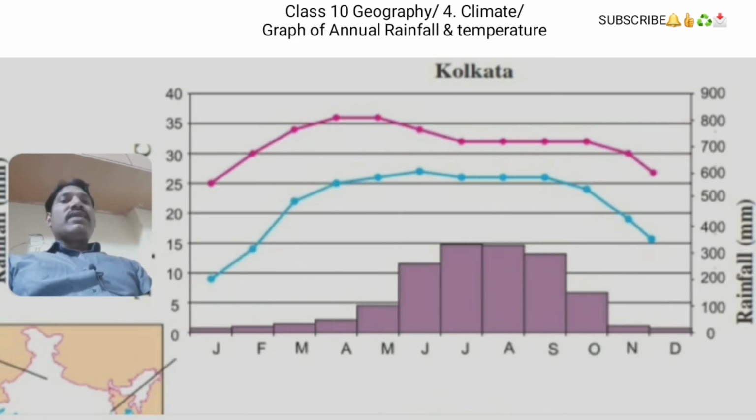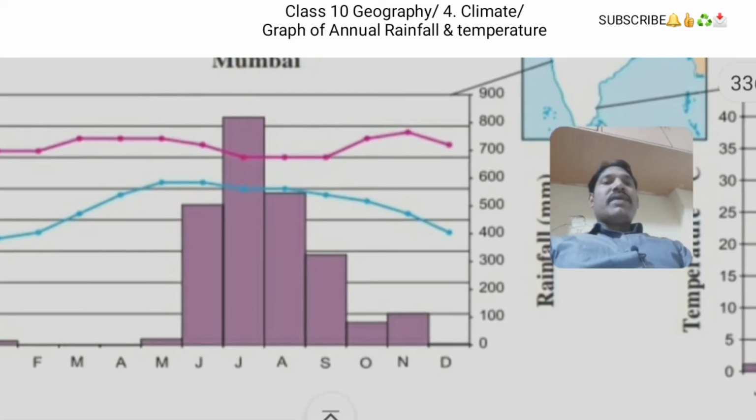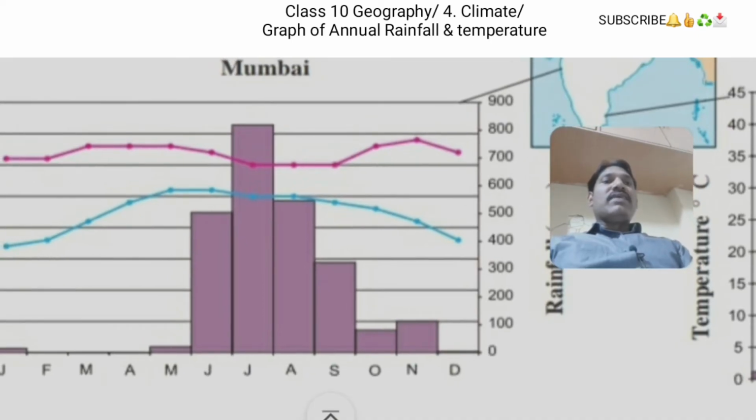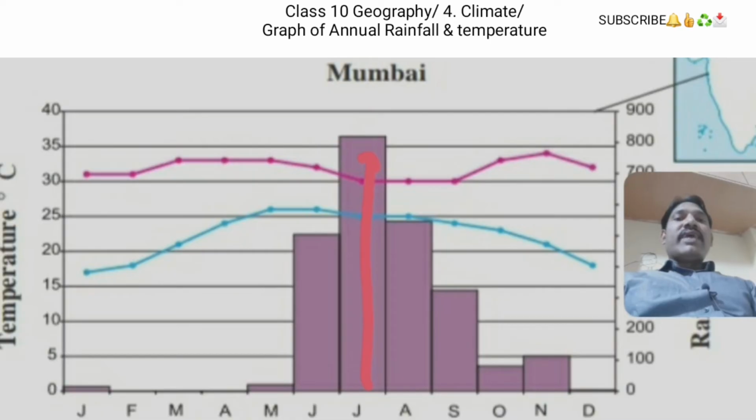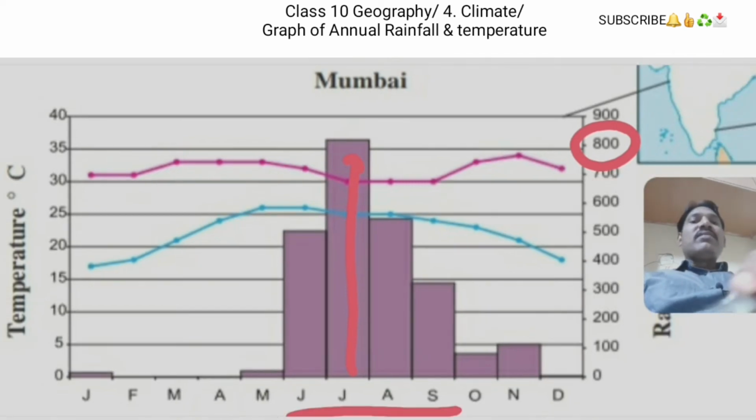Now we are going to study the next city of India, that is Mumbai. Okay students? Now see, just now I have told you, because of the monsoon winds in India we receive rainfall in the months of June, July, August and September. So in these months we have maximum rainfall, but in June we have the highest rainfall, above 800 millimeter. And the lowest rainfall we can see here in the months of February, March, April, as well as December.